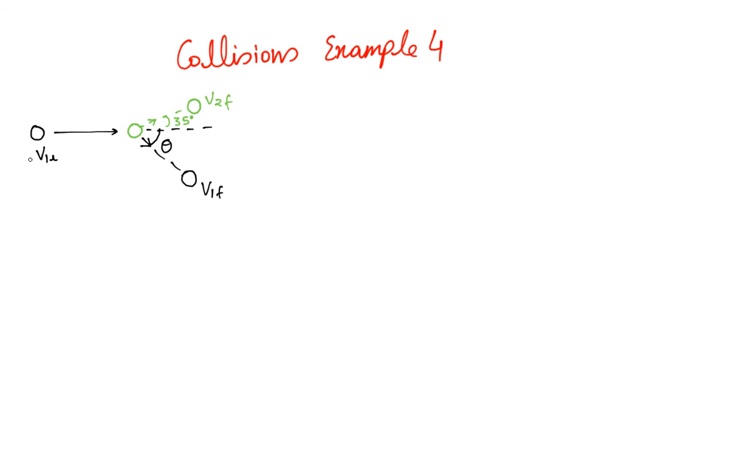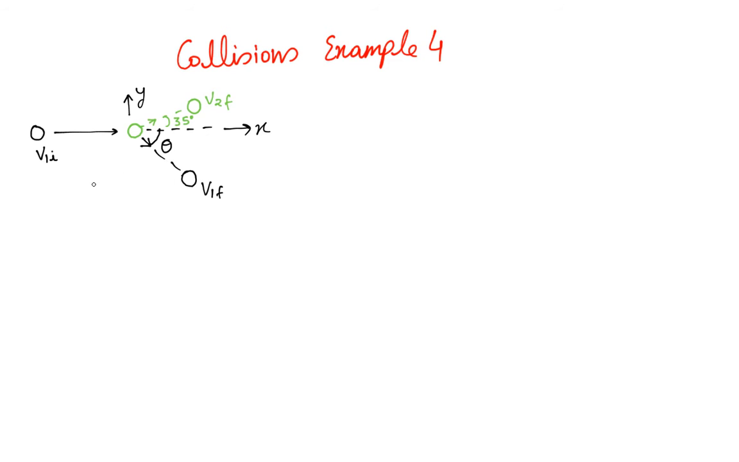So let's take one more example on collisions. Now we have been talking about collisions in just one direction for the past three examples. For this one, let's take an example where we have both the x and the y axis. So let's say this is the x axis and this is the y axis.